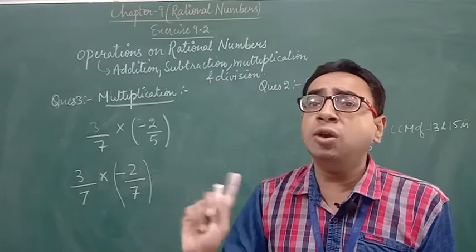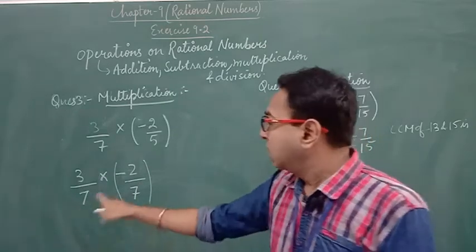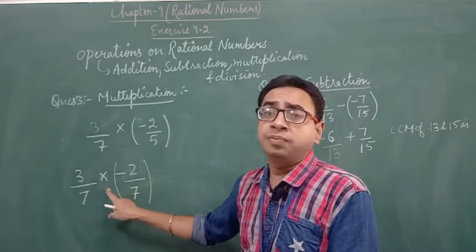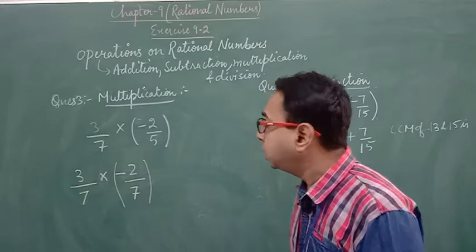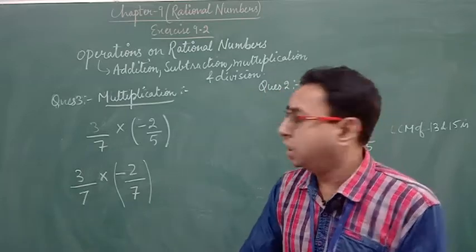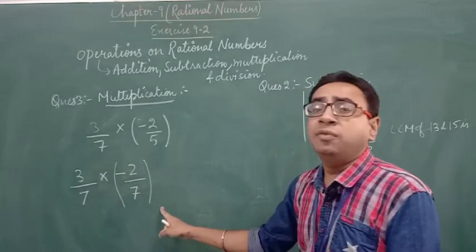Two operations cannot be applied together. At a time, we can apply only one operation. Hence, this was completely irrelevant, illogical to write this. Hence, we'll write in the bracket only. Now, what is the rule for multiplication? Numerator will be multiplied with numerator, denominator will be multiplied with denominator.